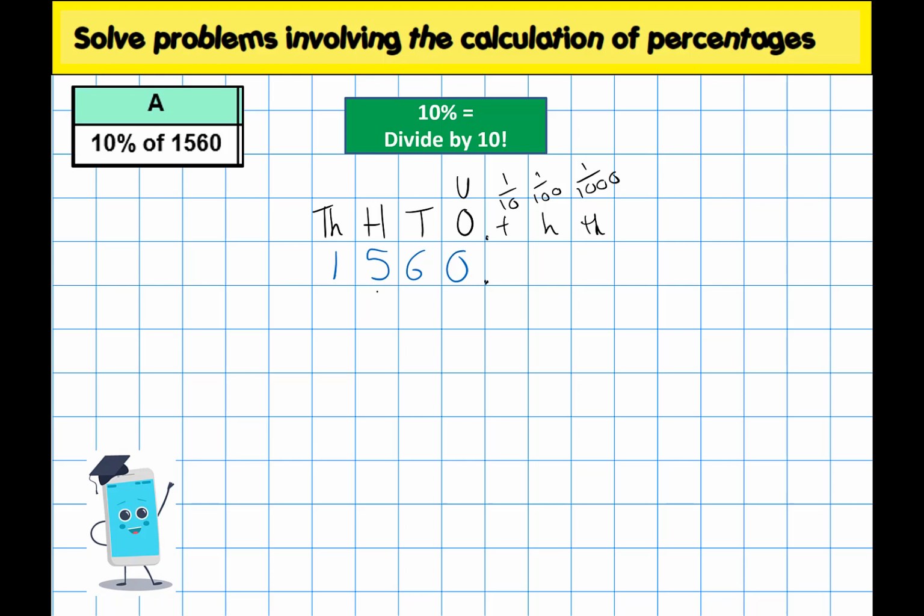This 1 in my 1,000 column now goes into my 100. The 5 in my 100 column now goes into the 10 column. The 6 in my 10 column now is a 1 or a unit. And my 0 goes here. Now I don't actually need that 0, but it's still correct like that. But if I've got a decimal point and then it's just all zeros, then I don't actually need it. So 10% of 1,560 is 156.